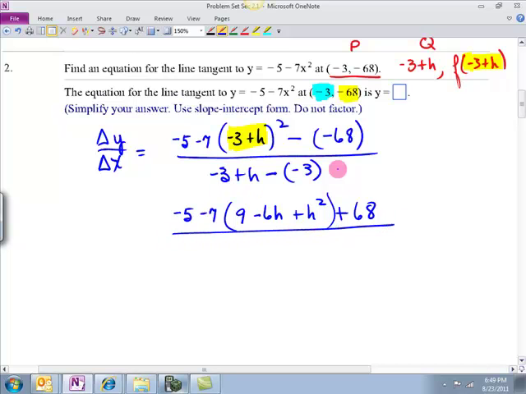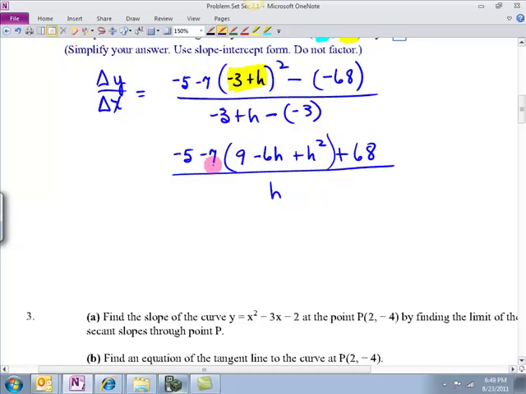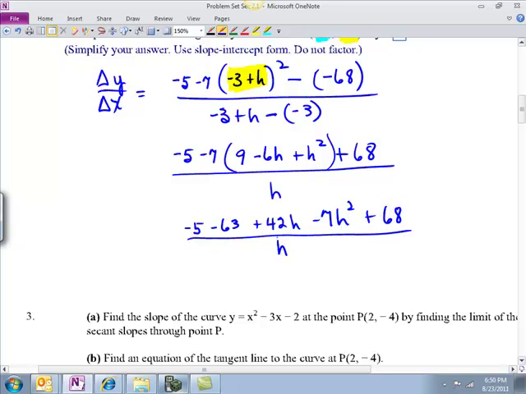On the bottom, what happens? What are we left with? h. Okay, so we're just cleaning it up as we go along. Now I got to multiply 7 times this stuff. Negative 5 minus 63 plus 42h minus 7h squared plus 68 all over h.